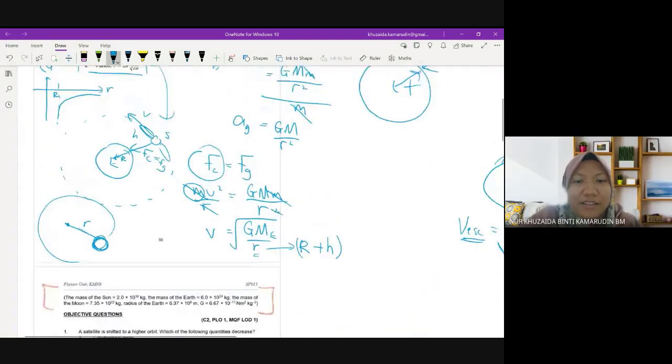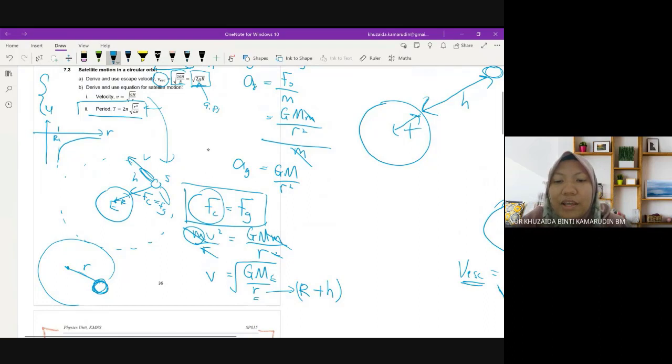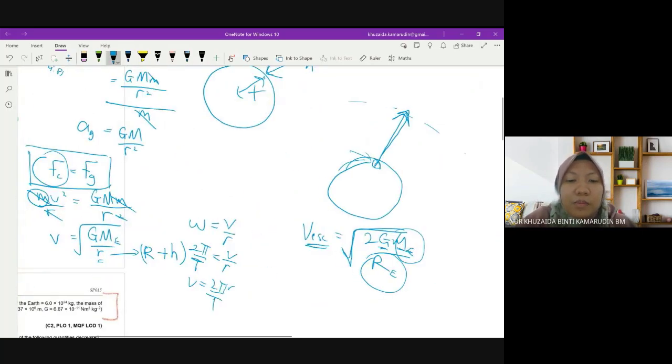Cuba tengok balik tadi saya explain. Okay, my derivation tadi, cuba tengok kat sini balik, FC equals to FG. So dia relate dengan ni because we know that omega is equals with V over R. Okay, kemudian omega equals with 2 pi over T, period. So kita akan dapat V equals with 2 pi R over T. So maksudnya velocity ni memang correlate with the period.